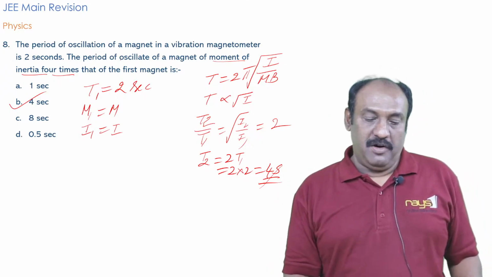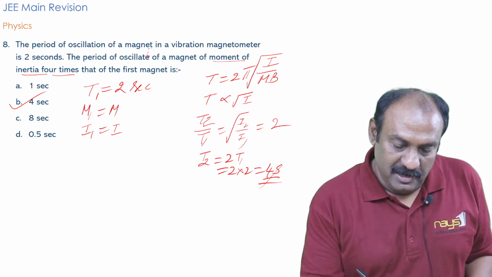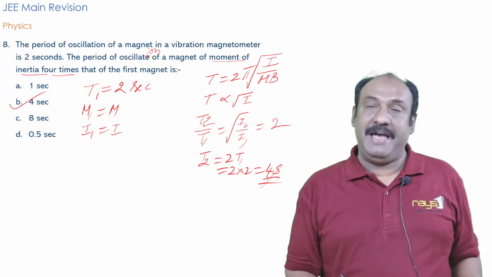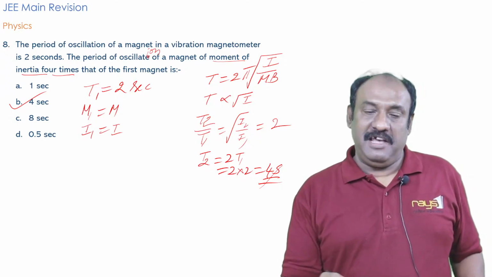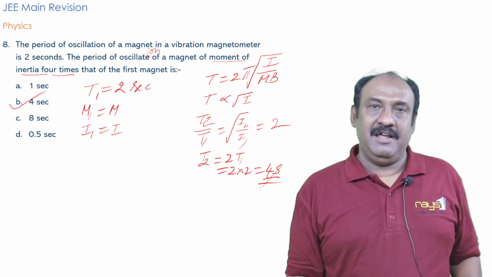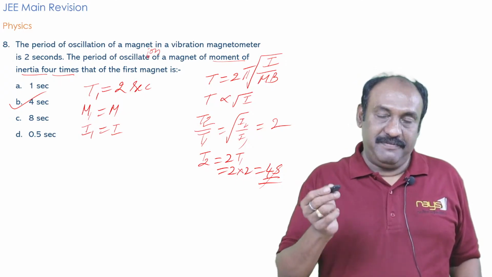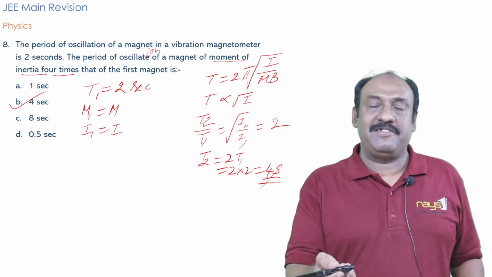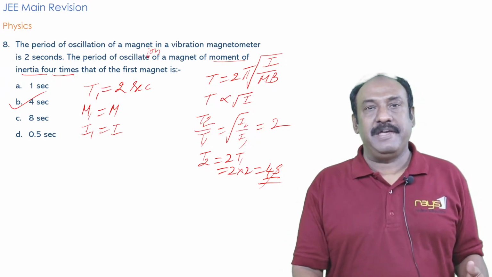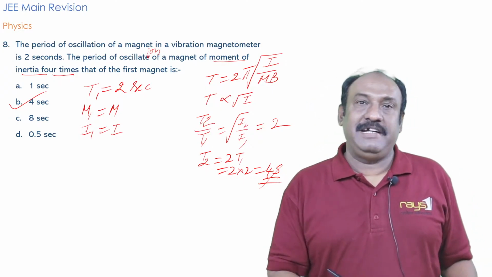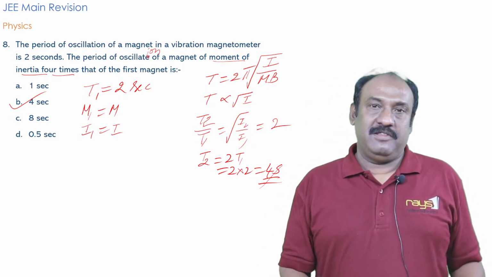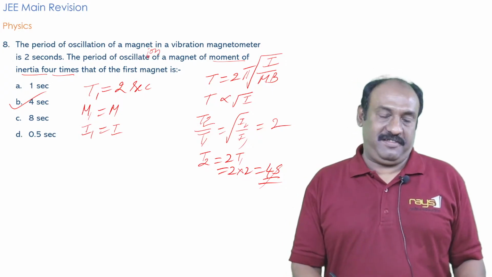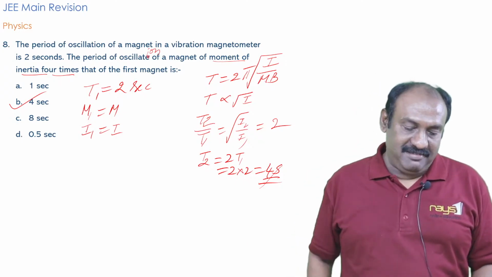See the meaning of this sentence: the period of oscillation of the magnet of moment of inertia 4 times that of the first magnet. So here, without changing the magnetic field and the magnetic moment of the bar magnet, if only the moment of inertia is changed to 4 times its initial value, then what will be its time period? That is the question. So simply T is directly proportional to root I. So T1 by T2 equal to root of I1 by I2. From that I calculated T2 as 4 seconds. So the answer for question number 8 is 4 seconds.